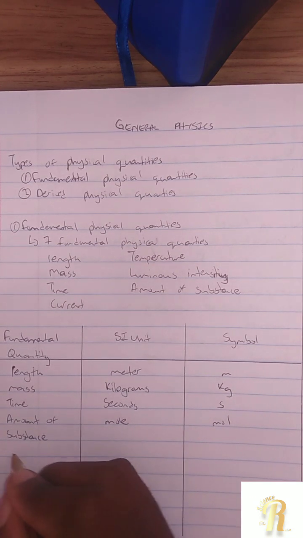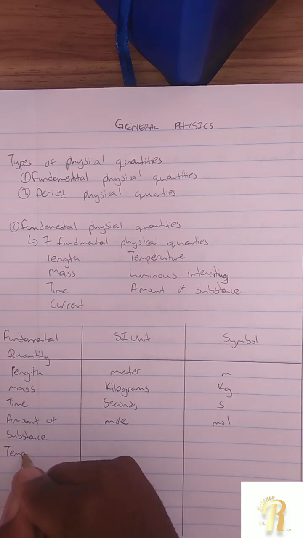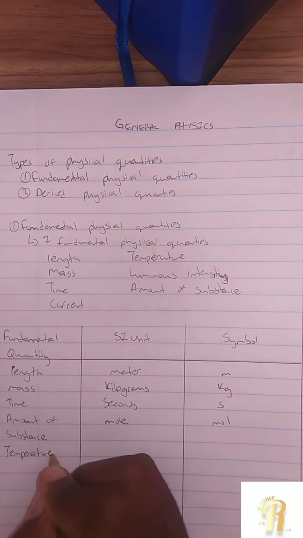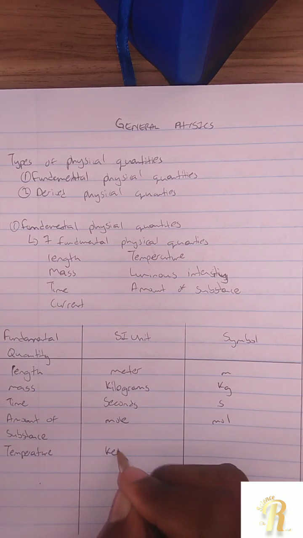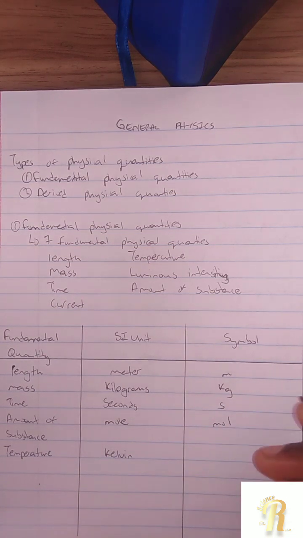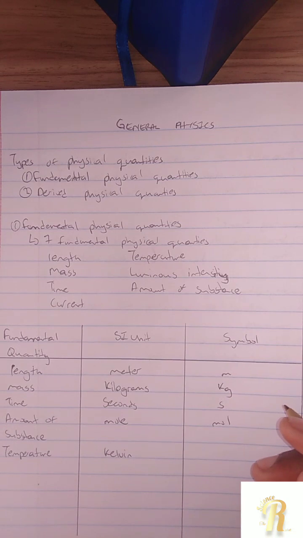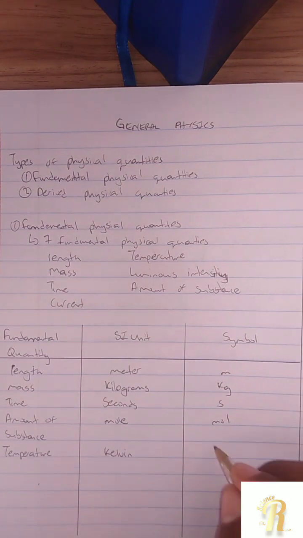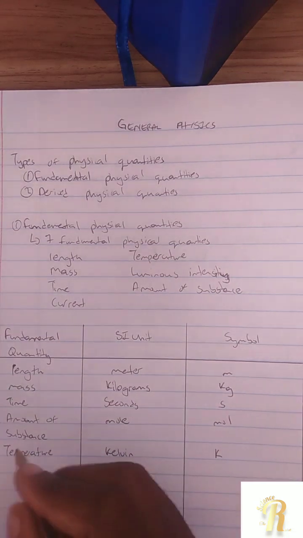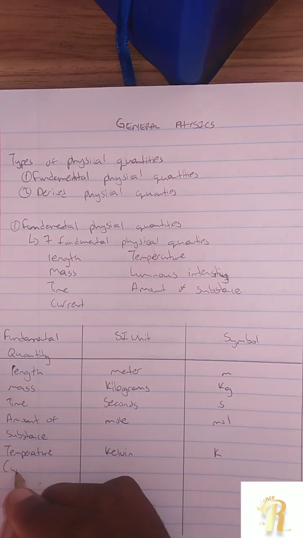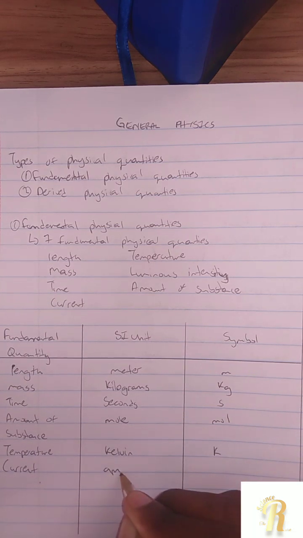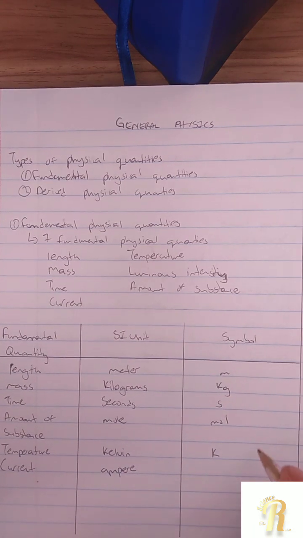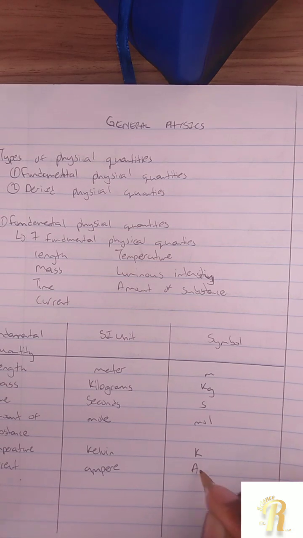We have temperature. The SI unit of temperature is in Kelvin. I know you think it's degrees Celsius, but it's Kelvin. And the symbol is K. We have current. SI unit is in ampere. The symbol is A.